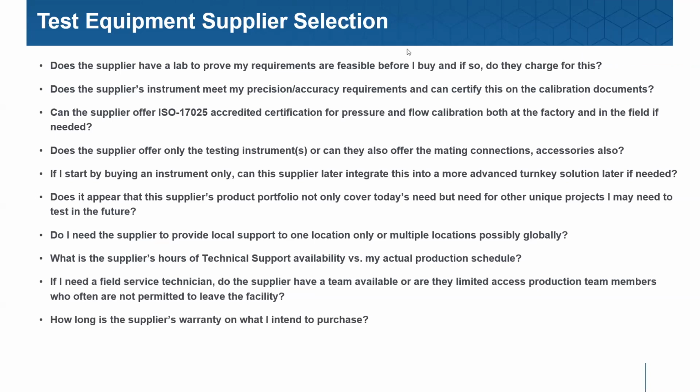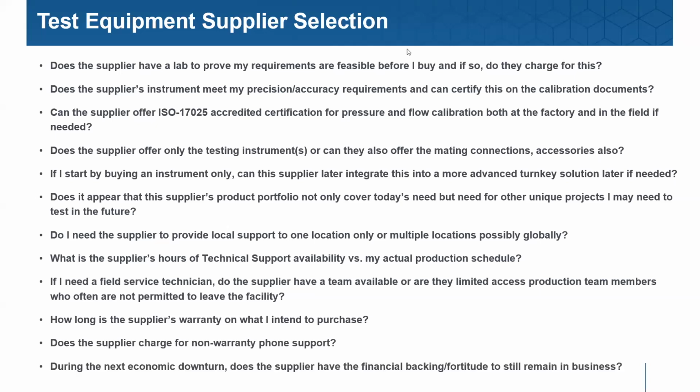What about warranty? Do they have warranty to cover where I'm shipping the equipment? Do they warranty outside the US if I intend on sending this to Mexico? If I intend on sending this to China? Is the warranty still valid, or is it only a USA warranty or something like that? Do they charge for non-warranty phone support? If I've purchased this through an integrator, am I going to get the runaround because I wasn't the direct purchaser and I don't have my company's name listed as the end purchaser? Are there going to be issues there? And in the next economic downturn, is that supplier going to be around?